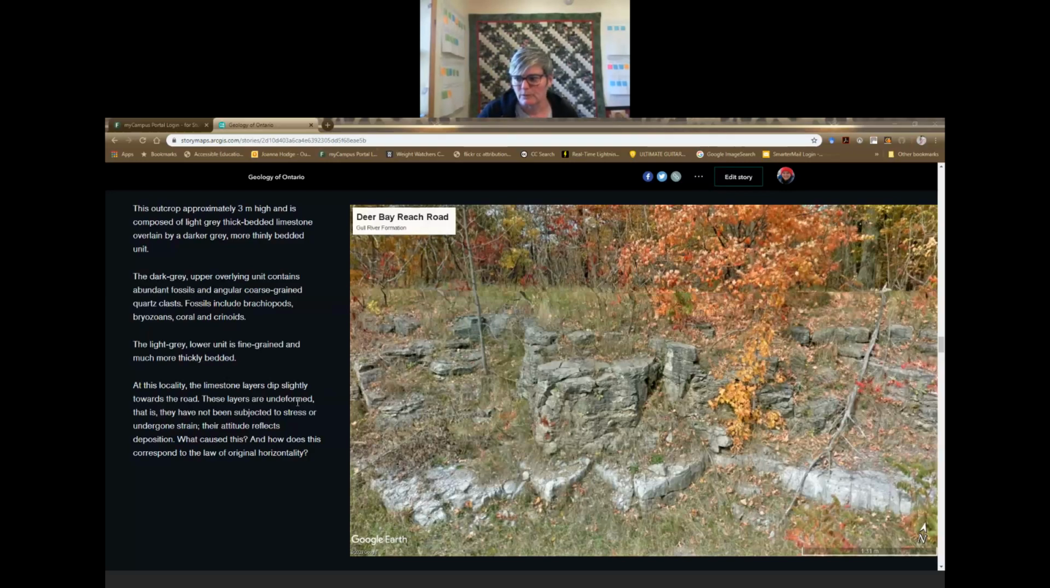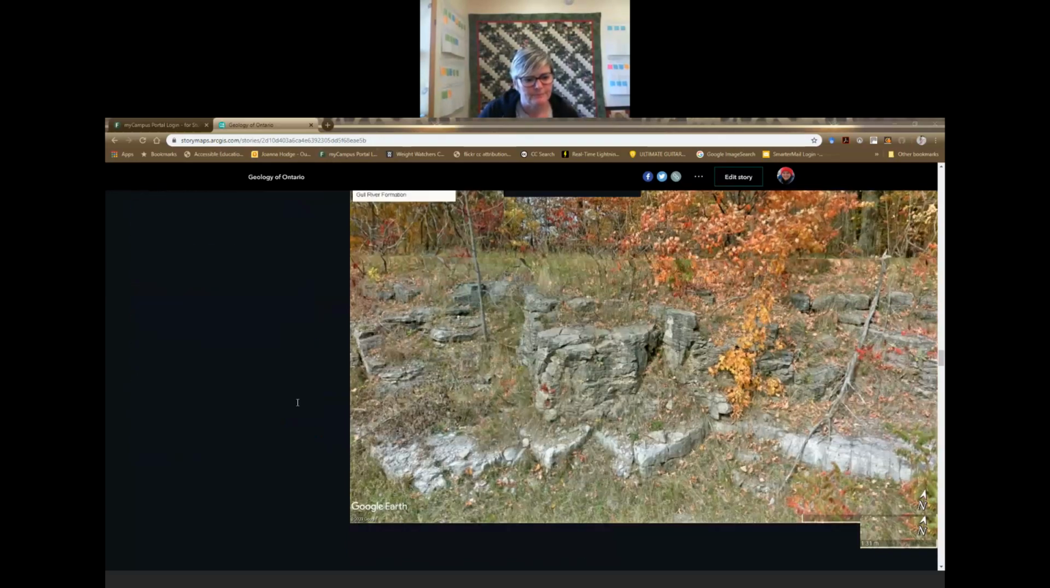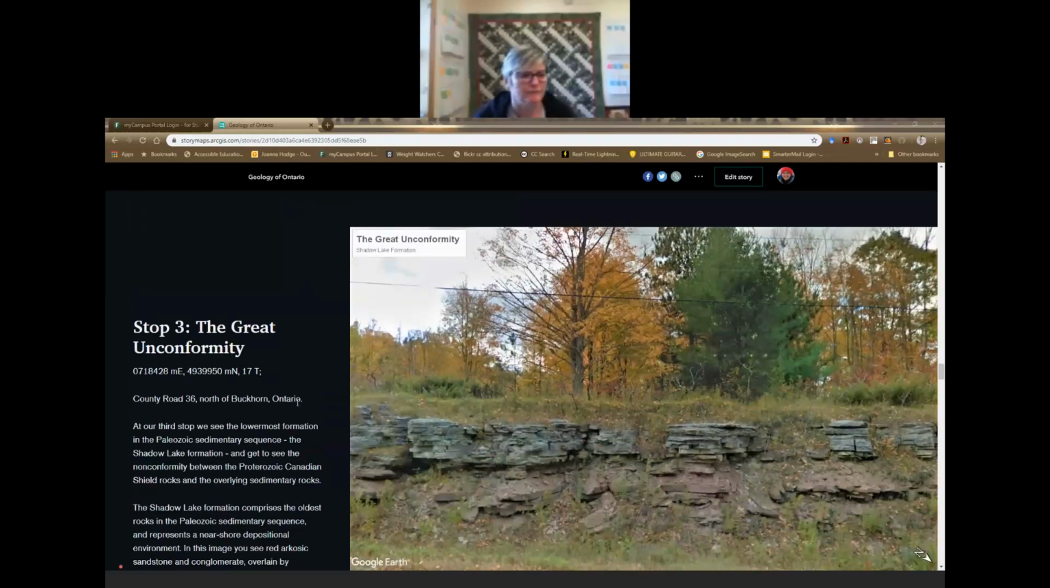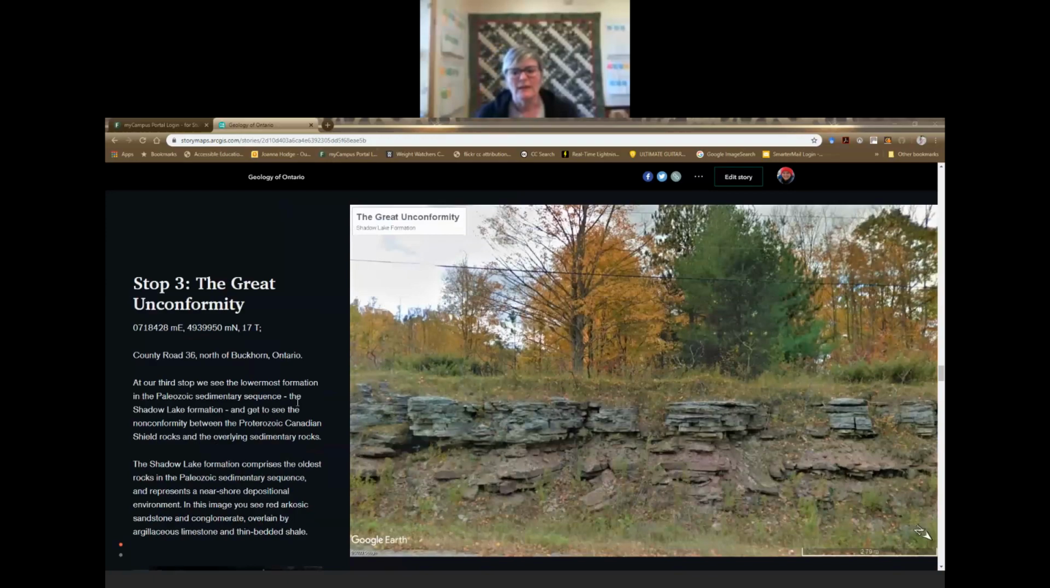Okay. If there are no questions here, let's move on to stop number 3, which is the Great Unconformity. So again, this is on County Road 36, north of Buckhorn. We're a little bit closer to Burley Falls now, so we're sort of moving to the north and the east. And what we're looking at here is the lowermost formation in the Paleozoic sedimentary sequence. So this is the Shadow Lake Formation.